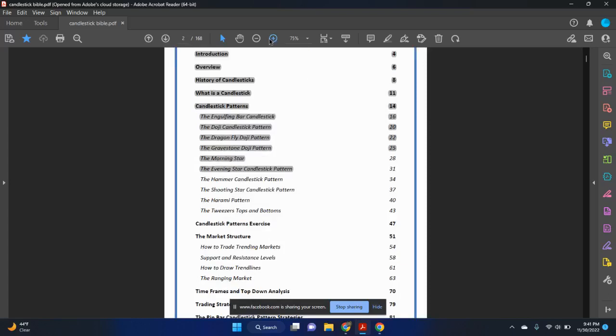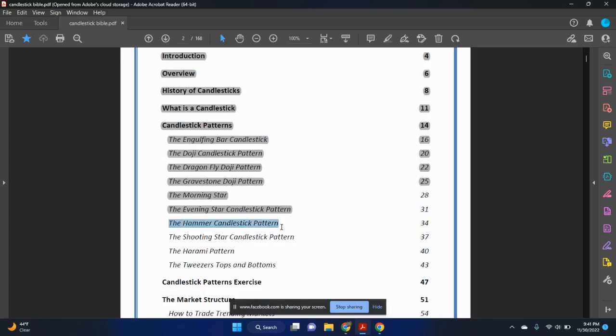Okay. So next week we are going to discuss the hammer candlestick pattern, and also the shooting star candlestick patterns.